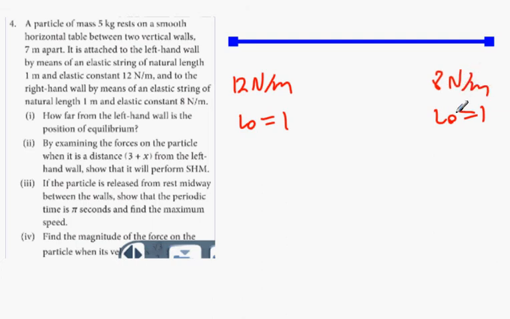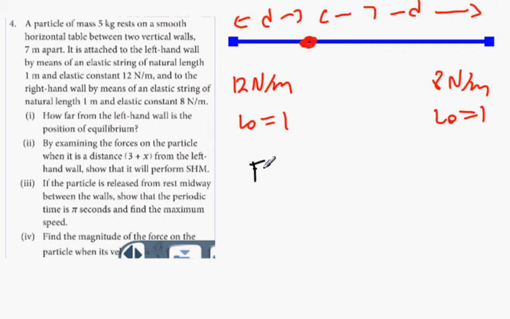Okay, now because the left-hand side one is stronger than the right-hand side one, the equilibrium position is going to be over towards the left side of the wall. We'll call this distance D. So distance D, which means that the remainder must be called 7 minus D, because that's all that's left. Now, how far from the left-hand wall is the position of equilibrium? We want to find out what D is.